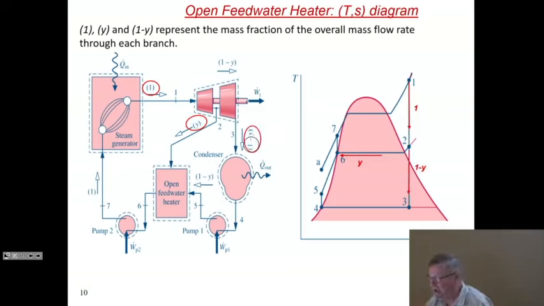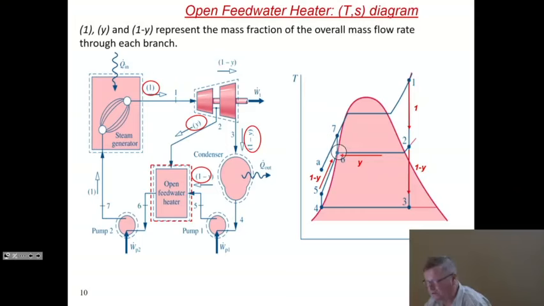Meanwhile, fraction 1 minus y continues through the low pressure stage of the turbine, eventually goes through 3 to 4, goes through the condenser, goes through the pump 4 to 5, and rejoins the open feed water heater, which is here. So this fraction 1 minus y starts here, and it rejoins fraction y at point number 6. Y and 1 minus y come together at point number 6.